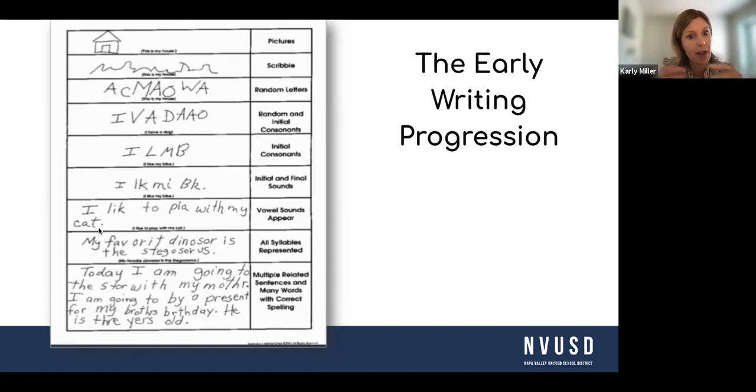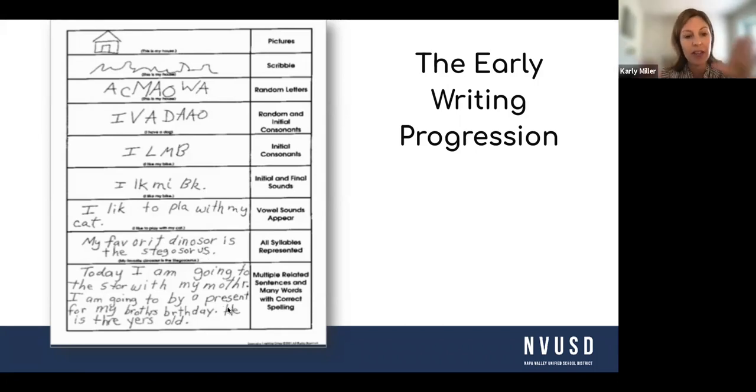So they're starting to appear. And then we eventually see all the syllables represented. So this is where they're really stretching their sounds and beginning to do this work. My favorite dinosaur is the Stegosaurus. So you're going to start to see that all.